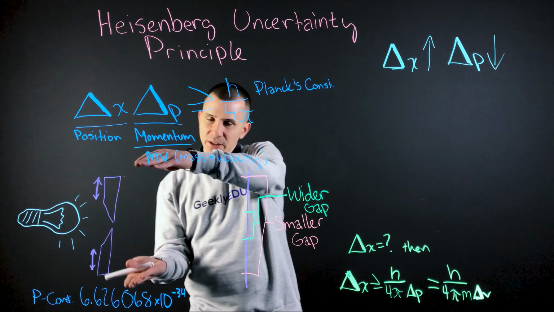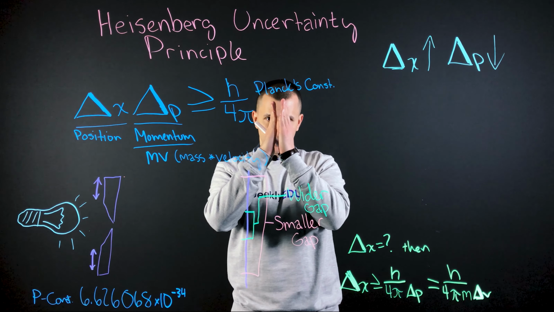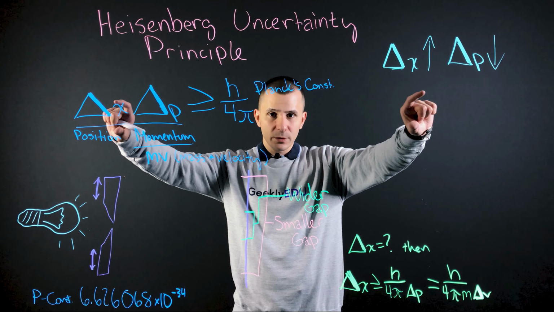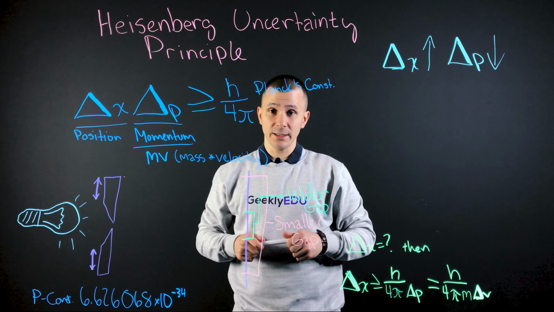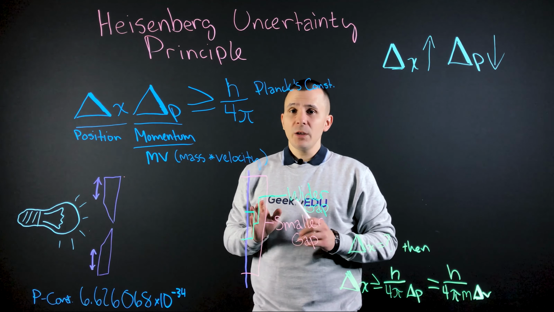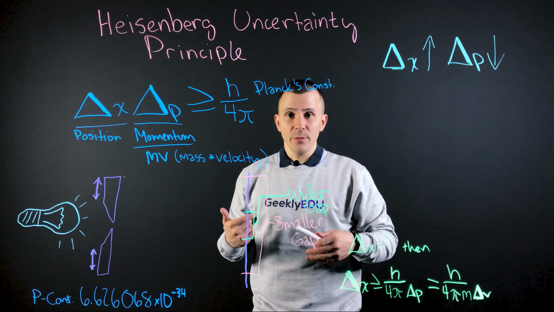Now, imagine this is a vertical slit like this. Your light is going to spread out horizontally, perpendicular to the slit itself. It's trippy, it's crazy, really. So the more that you know about its momentum, the less you're going to know about its position.